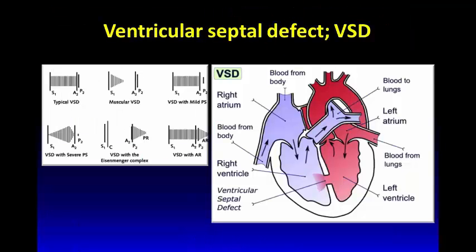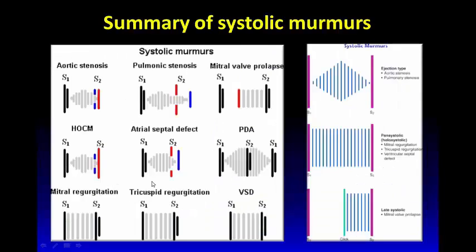Finally, the ventricular septal defect. When there is a defect in the interventricular septum, the murmur is also a pansystolic or holosystolic murmur. So here we have phonocardiographic recordings of the important systolic murmurs.